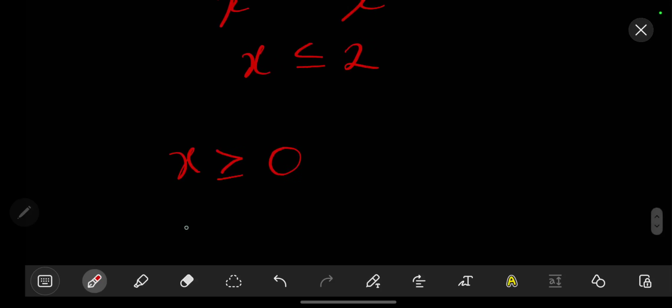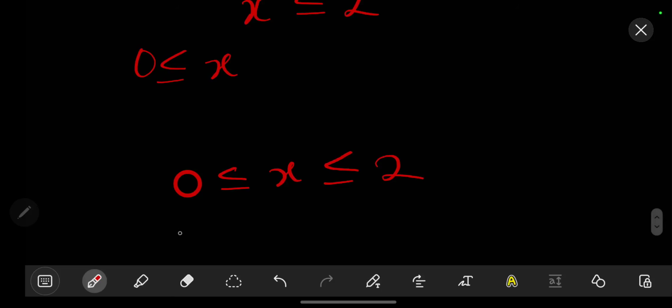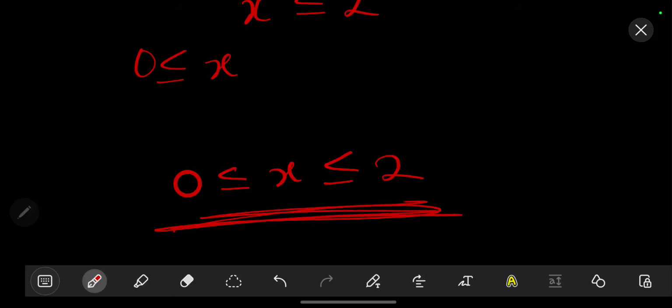Since x is common, we have a 0 there, and it says 0 should be less than or equal to x, which is this first part of the problem. Then we also have, let me reverse it so that you can even see it. 0 is less than or equal to x. So we have written this, but at the same time, x is less than or equal to 2. So this is the answer that is expected for that problem.